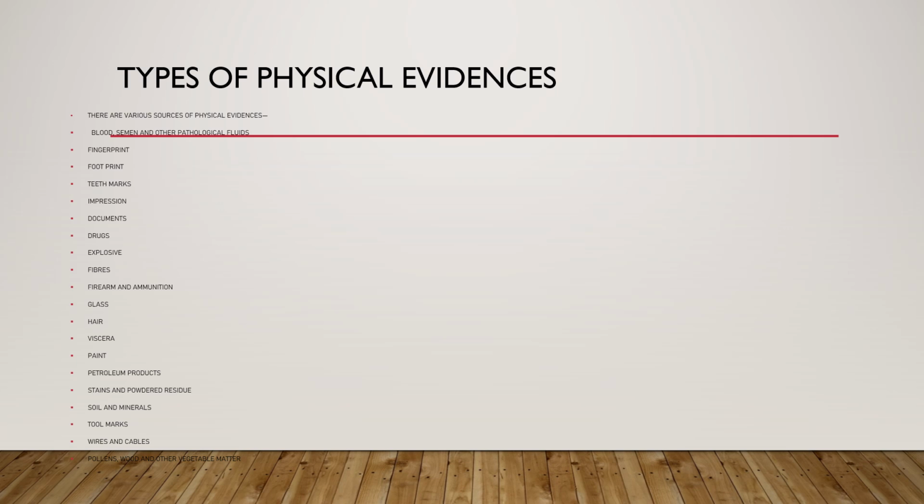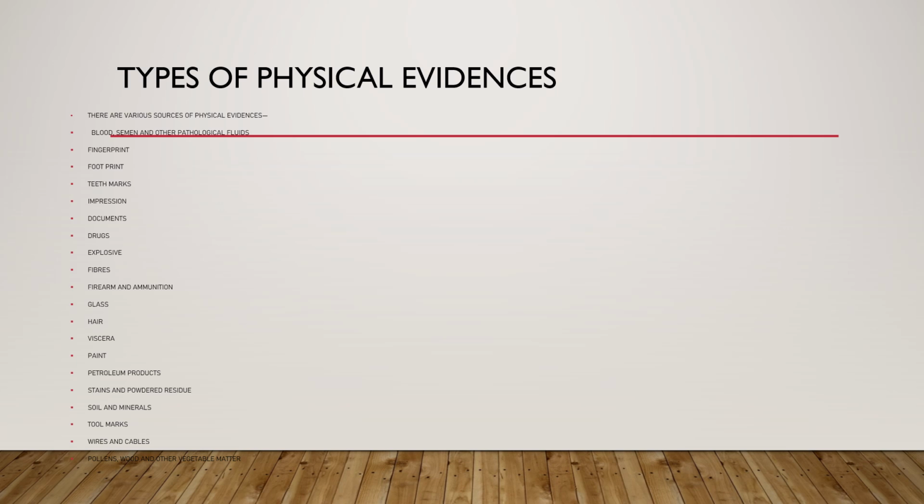These petroleum products are found basically in arson cases. Stains and powder residue: chemical stains or cosmetic stains on a person's clothing, and also on the suspect's clothing, can be identified. Firearm discharge residues are also found on the clothing, because in case of firing, the gunpowder residue may be found on the clothing.